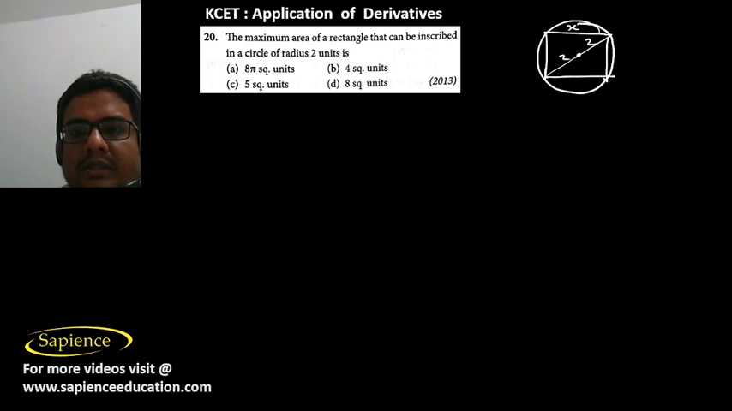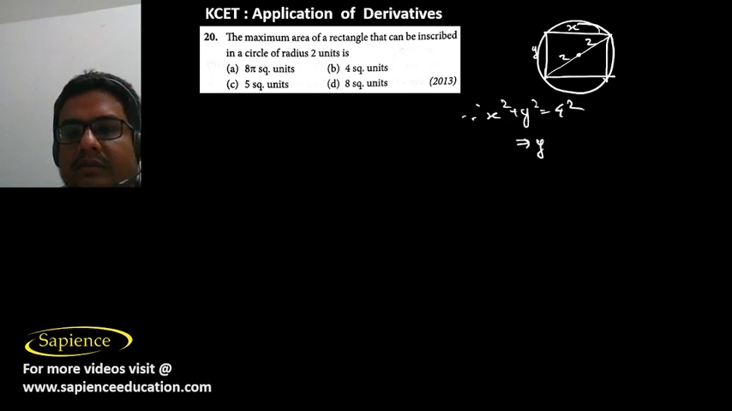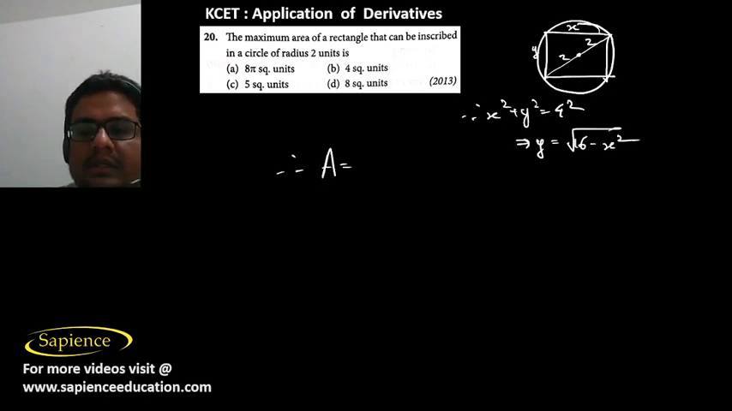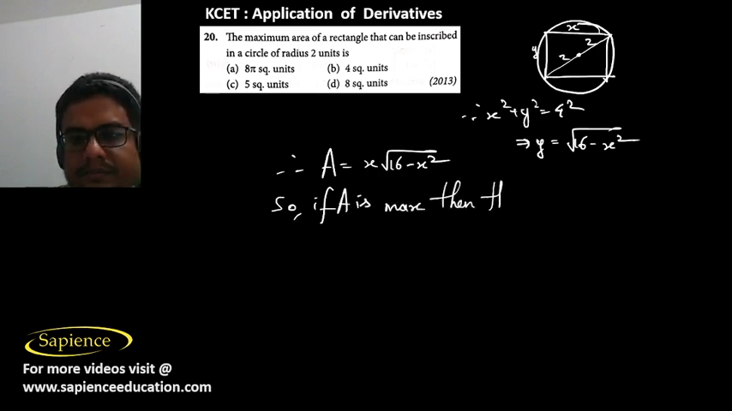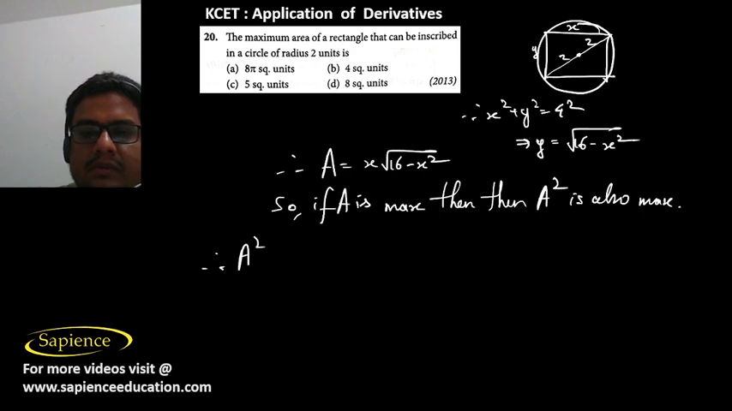Let's suppose the length is x, then the breadth is y. Therefore, I can tell x square plus y square is equal to 16. So I can say y equals square root of 16 minus x square. Therefore, the area of the rectangle is x into root over 16 minus x square. So, if the area is maximum, then the square of the area is also maximum. Therefore, the square of the area is x square into 16 minus x square.